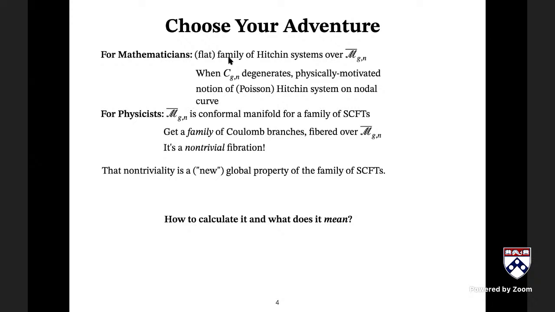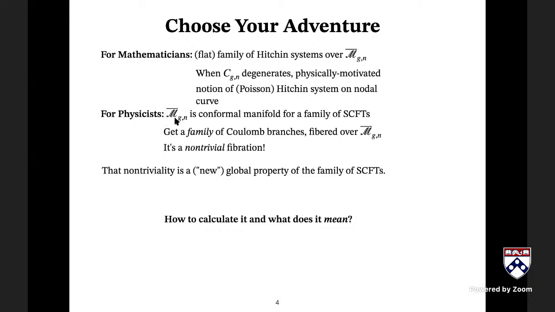Where was I? Yes. So I'm going to construct for you a family of Hitchin systems rather than looking at the Hitchin system on a fixed curve. And you can ask what happens when the curve degenerates to a nodal curve. And physics will provide a natural suggestion for what you should do in the case of nodal curves. You'll get a Poisson Hitchin system, which arises very naturally from taking the limit of this family of Hitchin systems over the space of smooth curves.